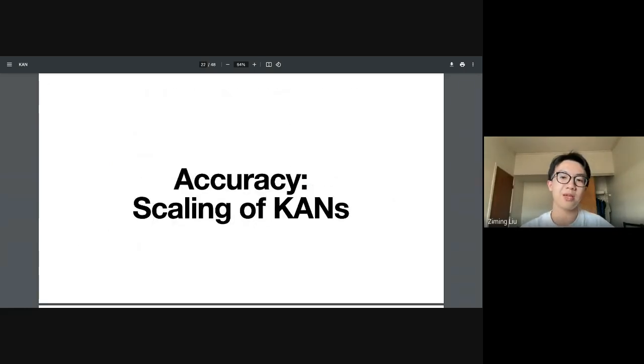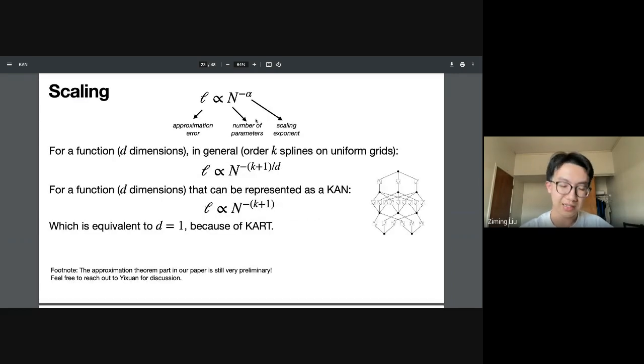So the first property of KANs is that KANs can scale faster than MLPs. What I mean by that is that in large models we care a lot about the scaling of these models. That is, when you have a larger model or more data or more compute, the performance of the model becomes better. This is actually not a very new concept. This is as old as classical approximation theory, where your approximation error L is a power law function of the number of model parameters, and here you have this scaling exponent called alpha. So we want this alpha to be as large as possible.